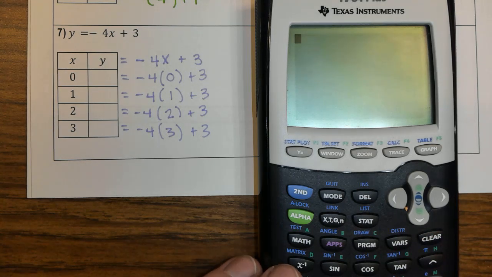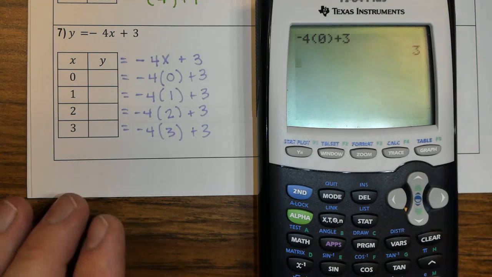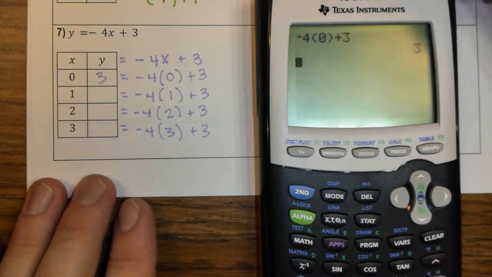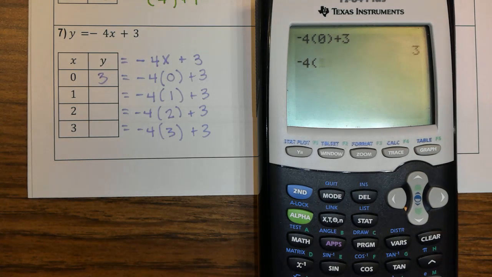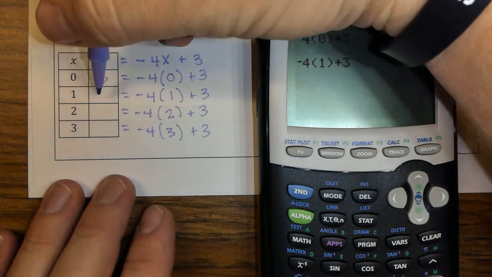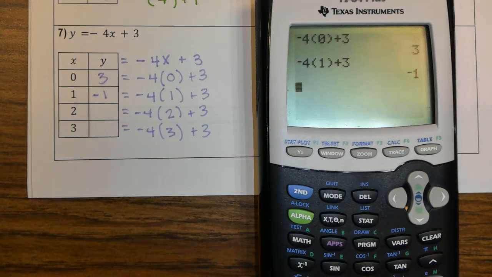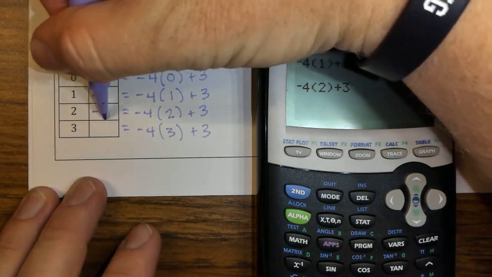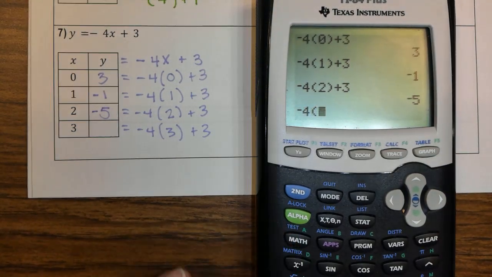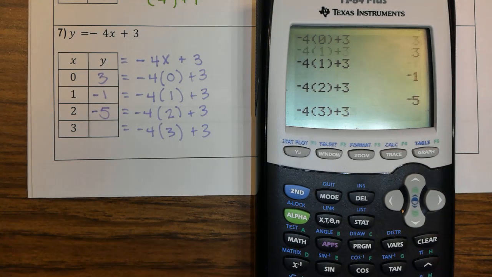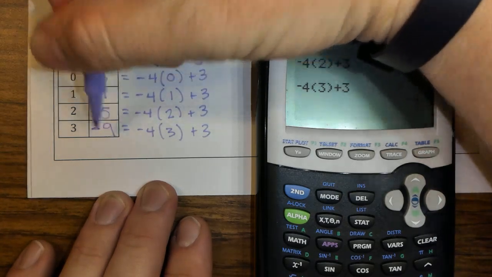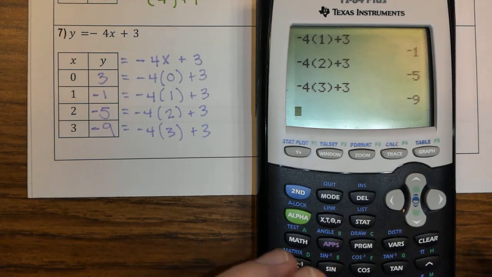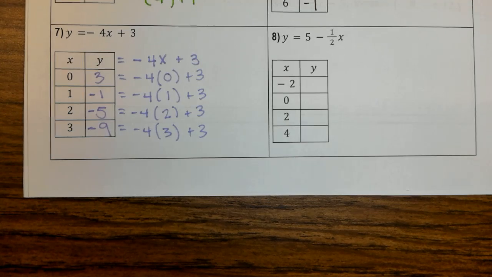I'm going to go ahead and type all these in. So -4 parentheses, 0 plus 3. I get 3. And then -4 parentheses, 1 plus 3, -1. -4 parentheses, 2 plus 3, -5. And -4 parentheses, 3 plus 3 is -9. Pretty sweet. I like that. And that's it for 7.